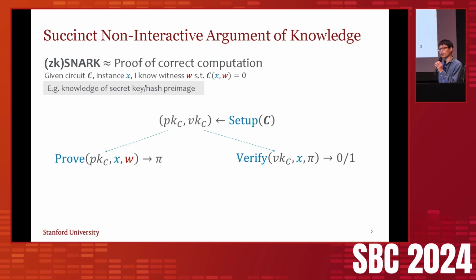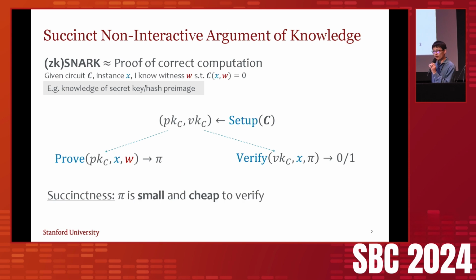Beyond typical properties like completeness, soundness, knowledge soundness, or zero knowledge, there's one unique feature of SNARKs that makes it so useful, called succinctness. That means even if this arithmetic circuit is so expensive to evaluate, this proof should still remain really short and very cheap to verify. This kind of asymmetry makes it very useful in many applications, including scaling blockchain.